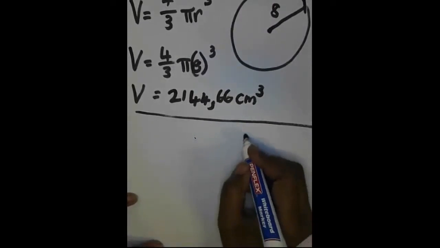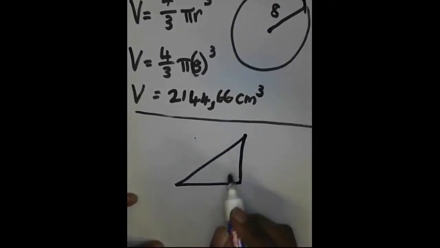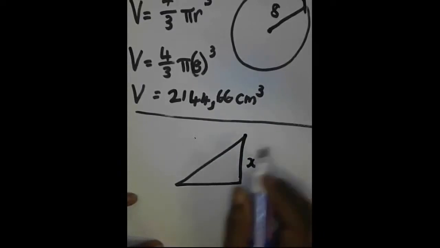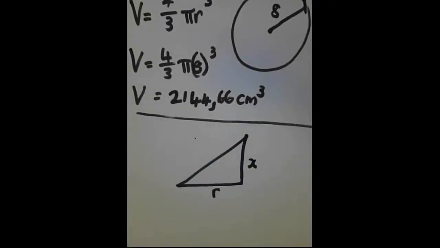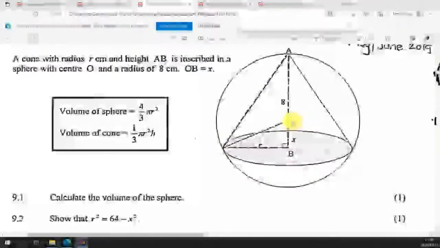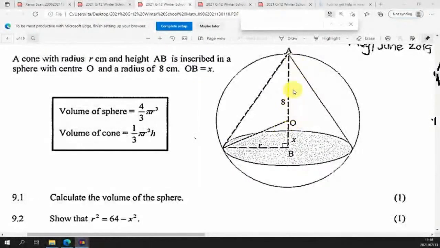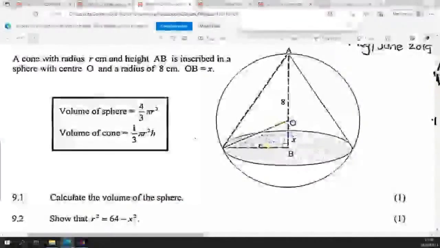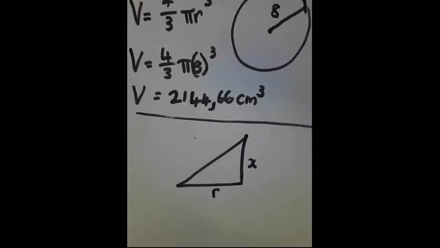If you have a good look, there's a small little triangle over here in the sketch. This side here is x, this side here is r. If I look at my sketch, there's a line drawn from the center to the circumference. If this side here is 8, then this side here, which is also a radius of my sphere, will also be 8. So this side here is 8.